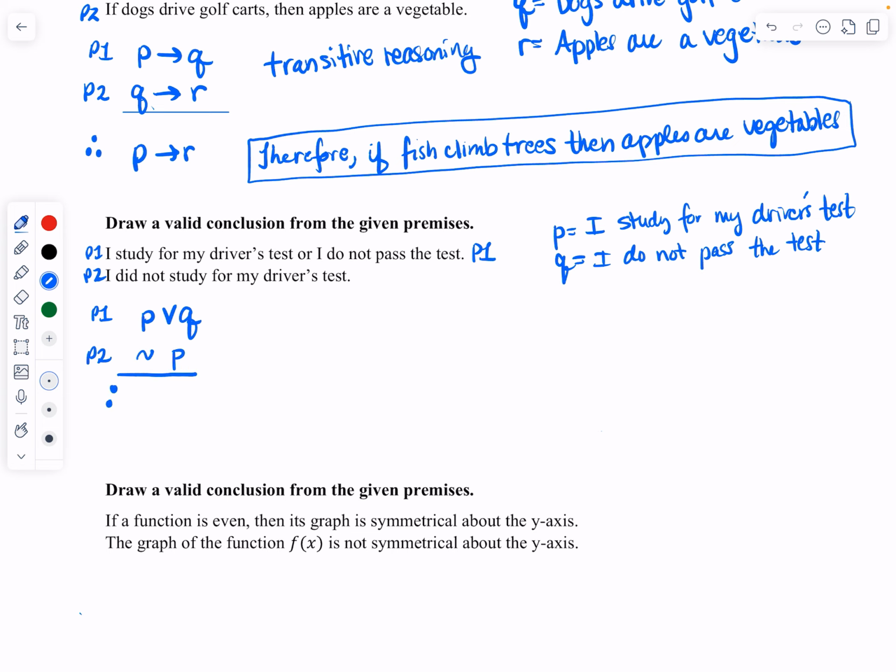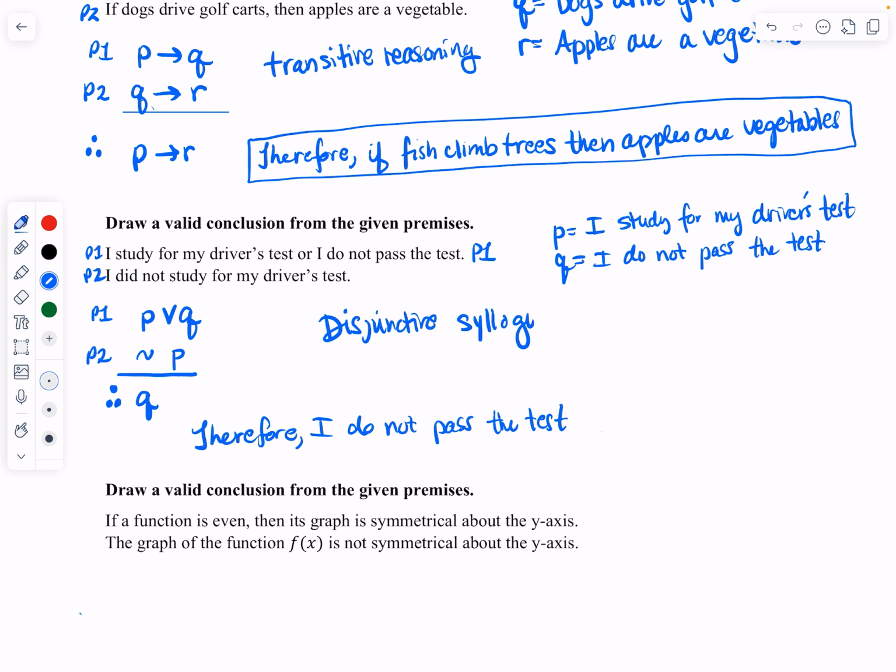Now, if we look at the disjunctive syllogism, I will see that P1 is P or Q. P2 is negation P. The conclusion of that is Q. So I need to write up therefore, comma, I do not pass the test. And again, I used the disjunctive syllogism. Okay, so the answer is right here.